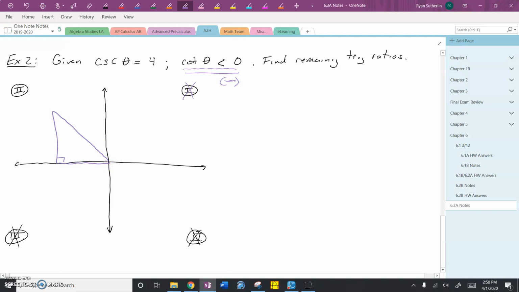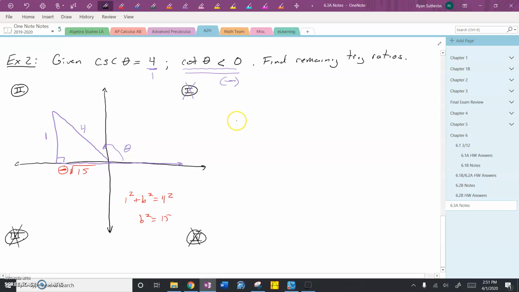And now I can label. So really theta is this angle here going around. We think of all this kind of drawn in here. Cosecant is the reciprocal of sine, so it is hypotenuse over the opposite side. And we just remember this is really 4 over 1. So here's 4, here's 1. And if we do Pythagorean theorem, 1 squared plus b squared equals 4 squared, we get that the missing side here is root 15, but it has to be negative because we have a negative x value.